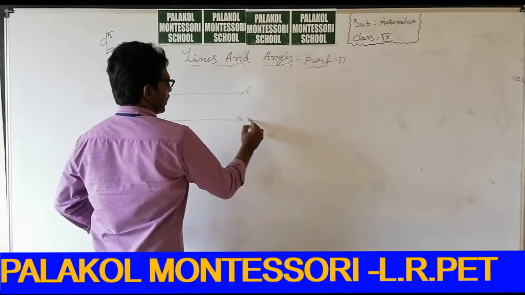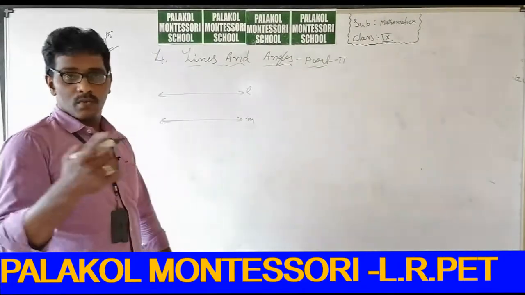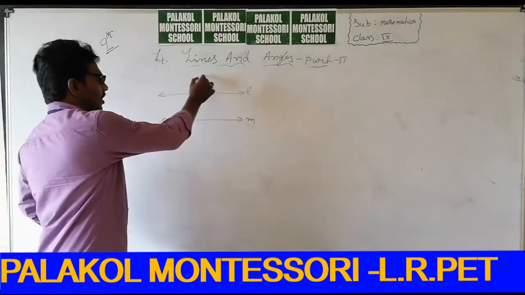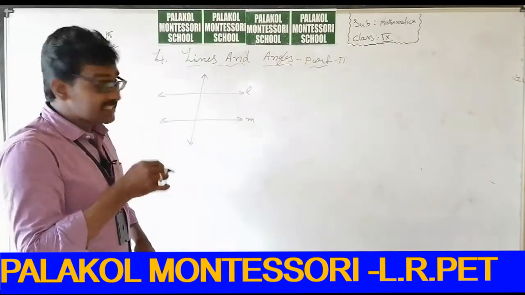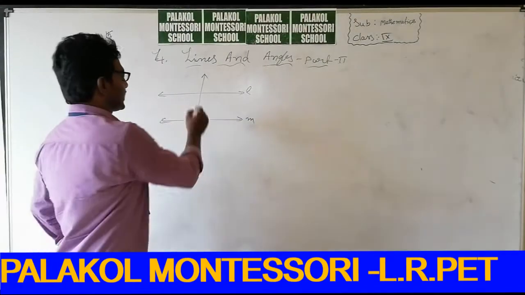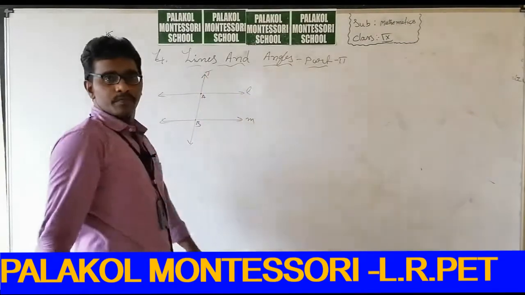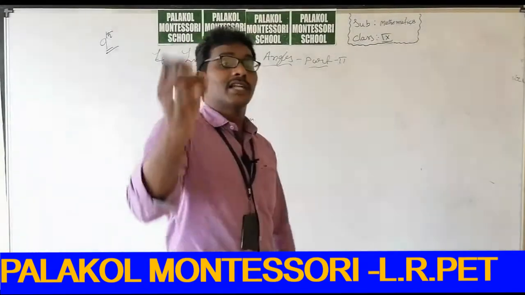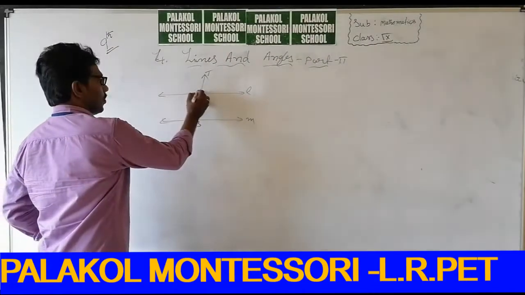This is L, M. The two lines, you know, are non-intersecting lines. One good name is parallel lines. I draw one more line. That line intersects the two lines at two distinct points. One is A, another one is B. This is T. At the two distinct points, the two lines make 8 angles like this.